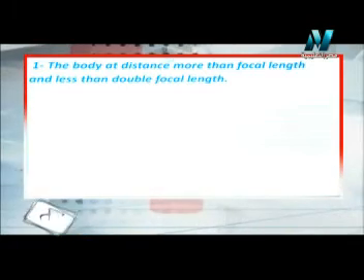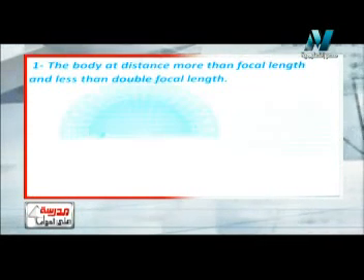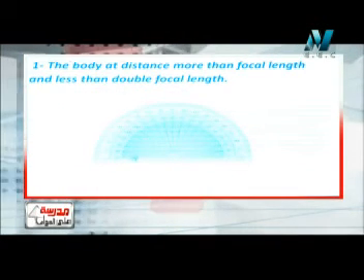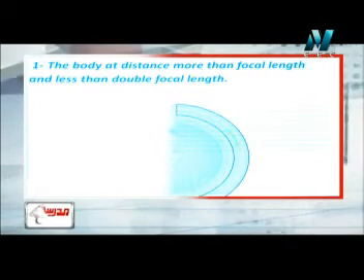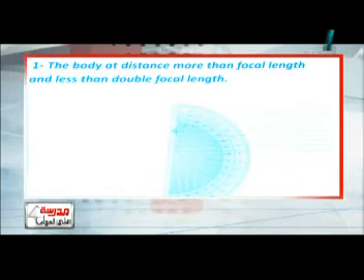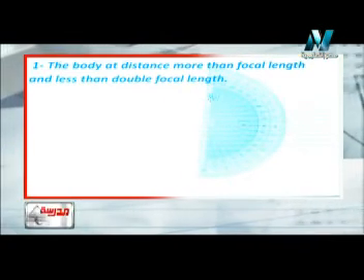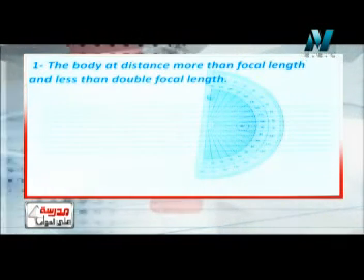So the first problem here: the body at a distance more than the focal length and less than double the focal length. As you see, it says the object is more than the focal length but less than double the focal length. We can bring the protractor. I bring my protractor and put it in front of me. And by the protractor we can draw the arc. As you see here, we make an arc like that.